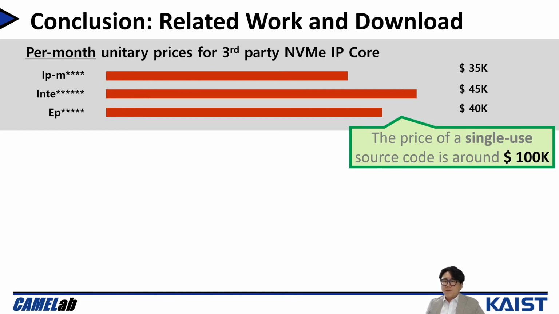There are a few third-party vendors that provide NVMe controller IP cores, which might be similar to ours, but unfortunately, we cannot access them. I removed the actual names of the vendors from this figure. The main challenge for academia, including me, is their high per-month unit prices. It's around $40,000. At least for me, I cannot access it. And the price for a single-use source code is around $100,000.